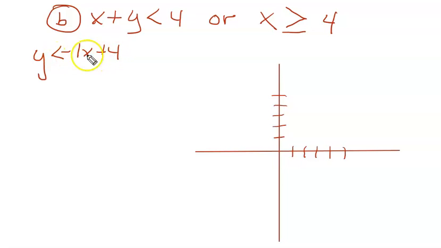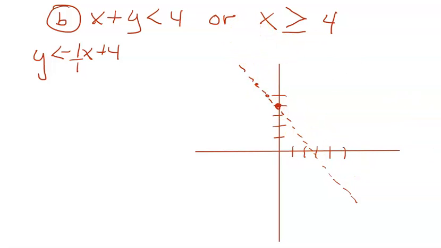So let's sketch this one in. And are we using a solid line or a dotted line here? Well, a dotted line. Our y-intercept is at 4: 1, 2, 3, 4. Now our slope is a negative 1. So I'm going to go over 1, up 1, over 1, up 1. And now get a dotted line. And again, this is just a sketch.